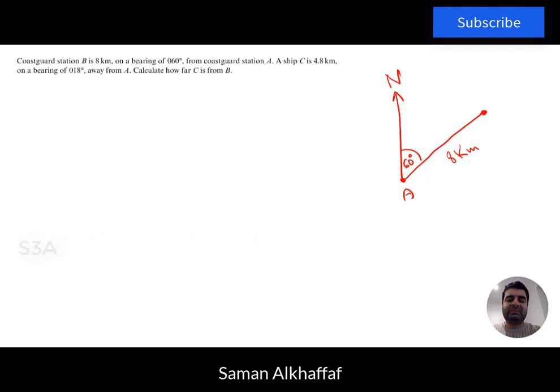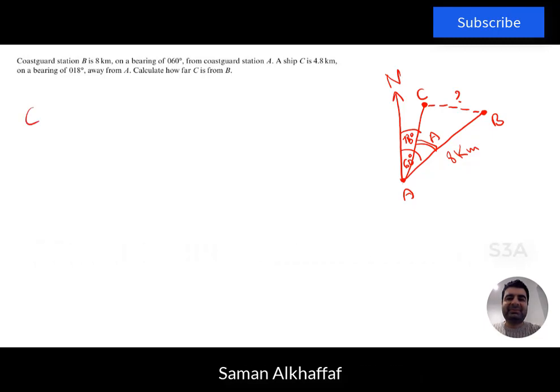A ship C is 4.8 kilometers on a bearing of 18 degrees away from A. So we're starting from point A again, and we're going on 18 degrees towards C. Let's say this is 18 degrees, and this is point C, and this is B. Now calculate how far C is from B, and this is what we need to find, C to B. Now this is a triangle, and we have the 60 degrees.